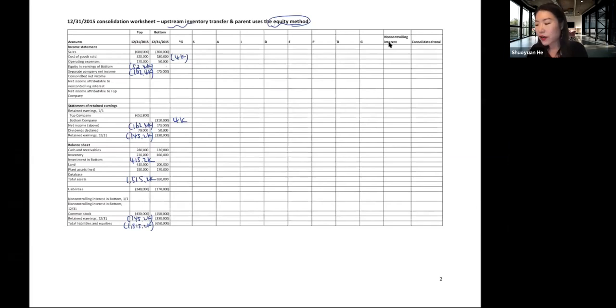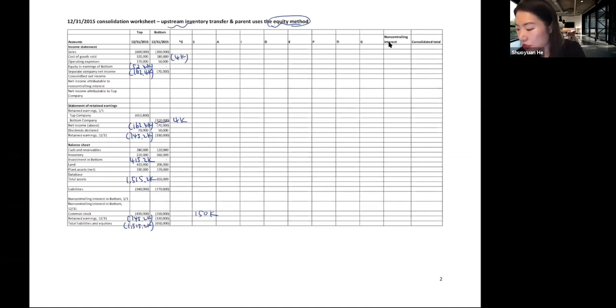And so for the S entry, we do the same as before. The purpose of S is to eliminate the subsidiary's beginning shareholders' equity accounts. A little bit changes here: the subsidiary has common stock of 150,000. To reverse it, we debit 150,000. However, the subsidiary's beginning retained earnings is 310.